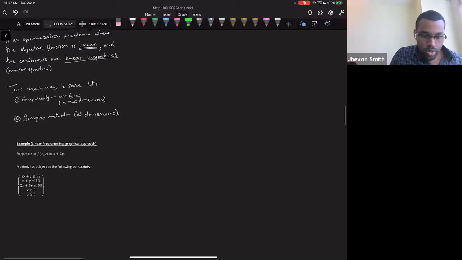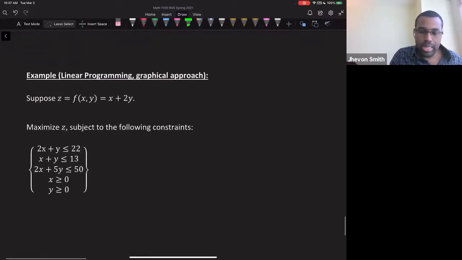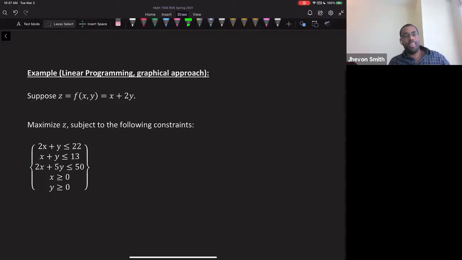So we are going to work through this example. I'm going to be explaining how to do the example as we work through it. For whatever reason, let's say this is what you know. I have a linear function that I want to maximize, z equals x plus 2y. That's a linear function. And I have these constraints. And you'll notice that all these constraints are linear inequalities.